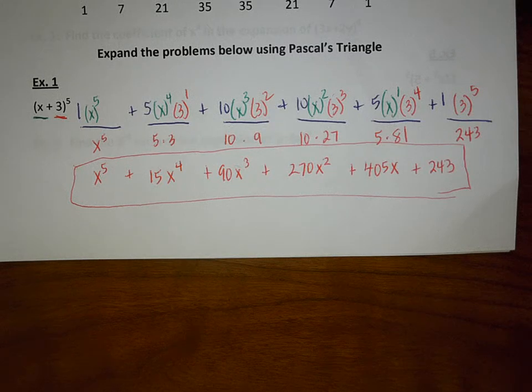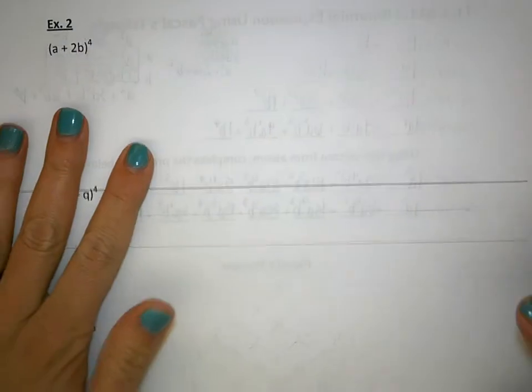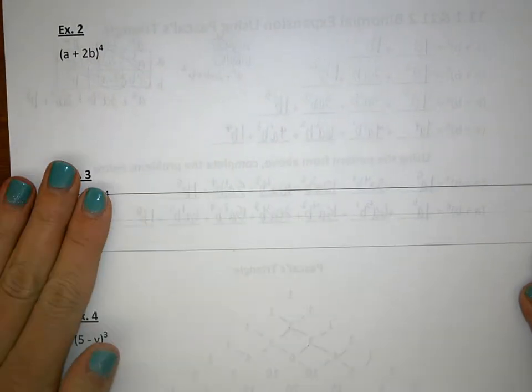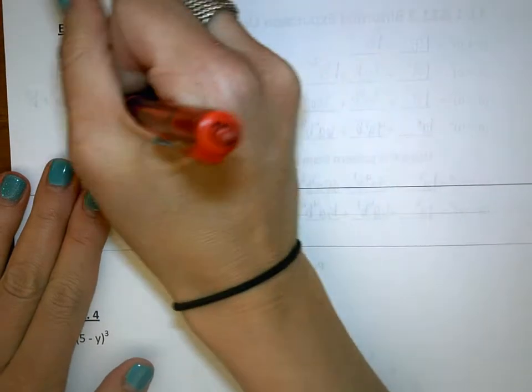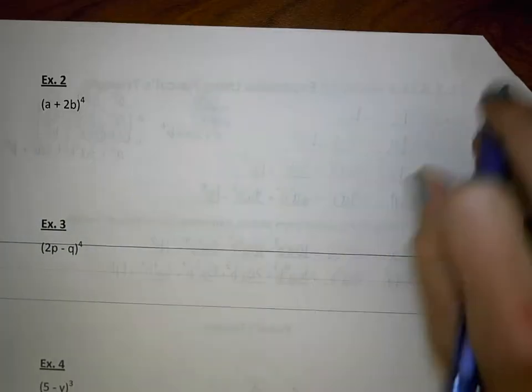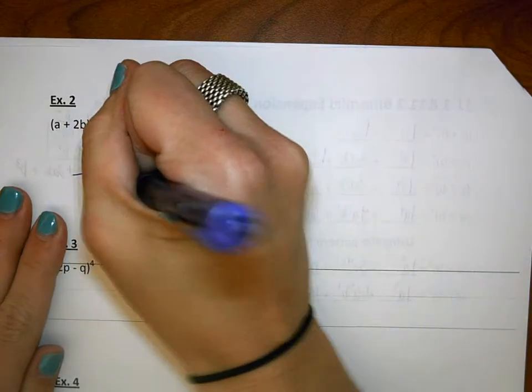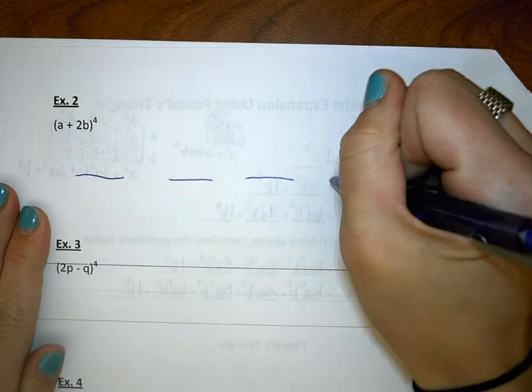All right, so moving on to example 2. How many blanks am I going to need for this one? 5. Always one more than my exponent. So we have 5 blanks. 1, 2, 3, 4, 5.